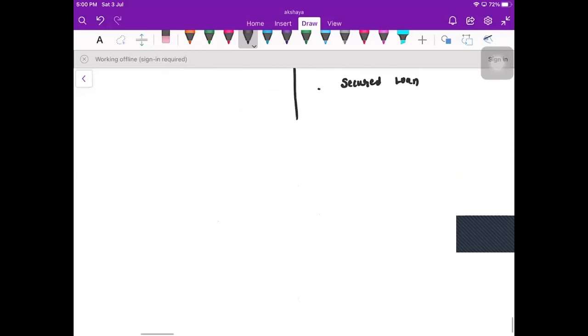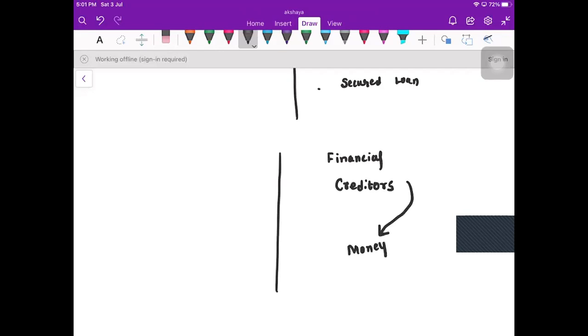Now, in a company, there will be two types of creditors. One who is giving me money or financing me to run my company. They are called financial creditors. That means those who are giving me money as credit to run my company. They are called the financial creditors.